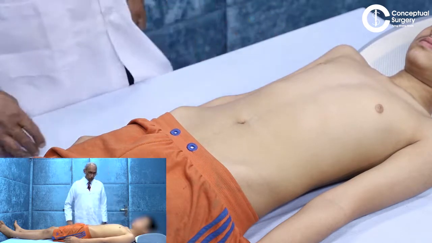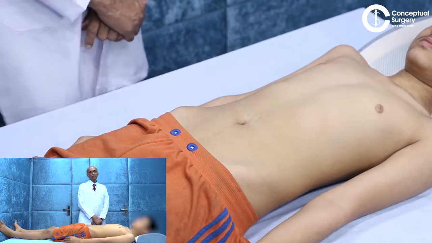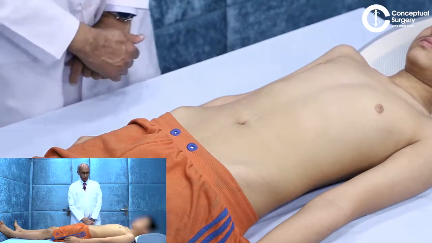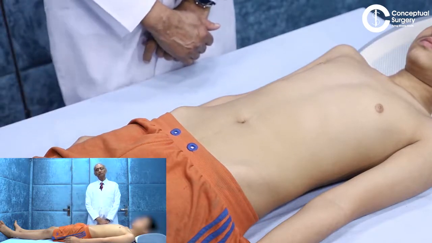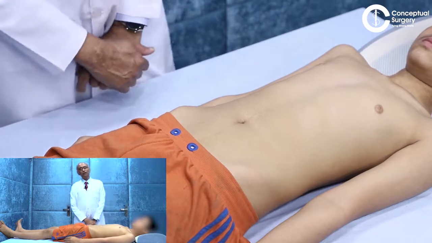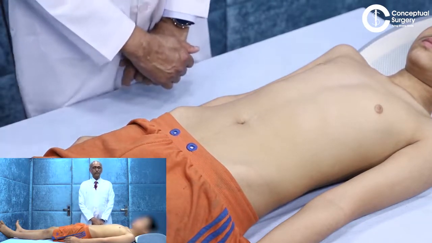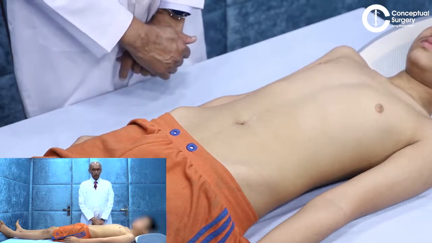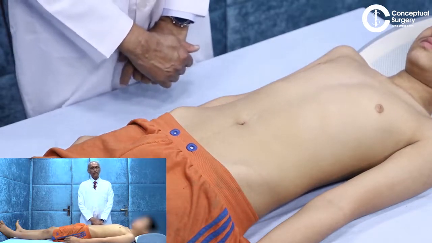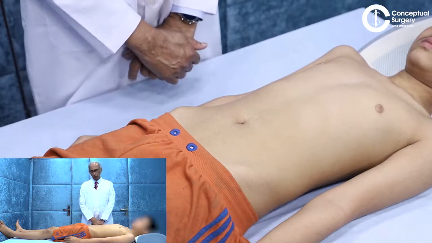Now, how do we do the examination from the front? It is called bimanual examination. Bimanual means examination by two hands. One hand will be posterior, behind in the loin. The other hand will be anterior in the lumbar region. And both hands will be pressed together until you feel the lump. How do we go about it?